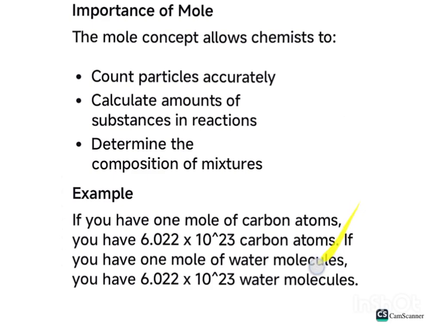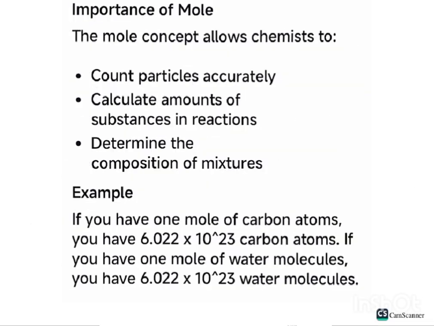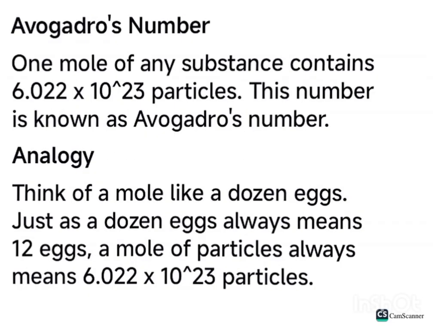Now look at the example. If 1 mole of carbon atoms is there, it has 6.022 into 10 raised to power 23 atoms, and if we have 1 mole of water molecules, then the number of molecules will also be the same. So 1 mole of everything will always be equal to a constant value, which is 6.022 into 10 raised to power 23. Whatever the mass or whatever the amount is, the value will always be the same.